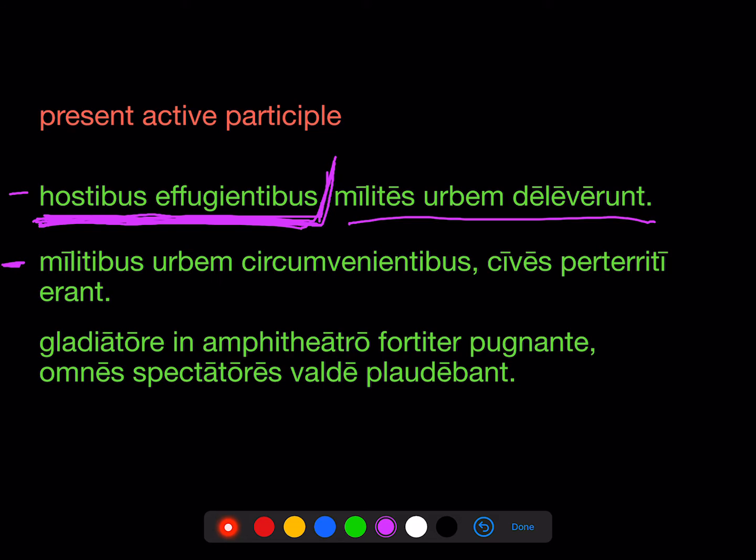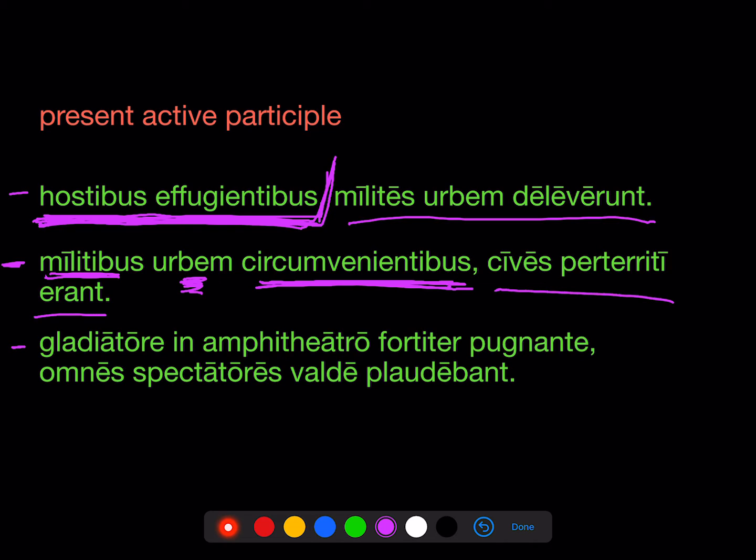Here's a little more complicated one. Militibus orbem circumvenientibus, cives perterriti erant. So here we have our ablative of a noun. We have our participle modifying it, but remember, participles are verbal adjectives. So they're adjectives, they modify a noun in case, number and gender, but they also still retain some of the functions of a verb. So this one is taking a direct object. So with the soldiers surrounding the city, the citizens were terrified.